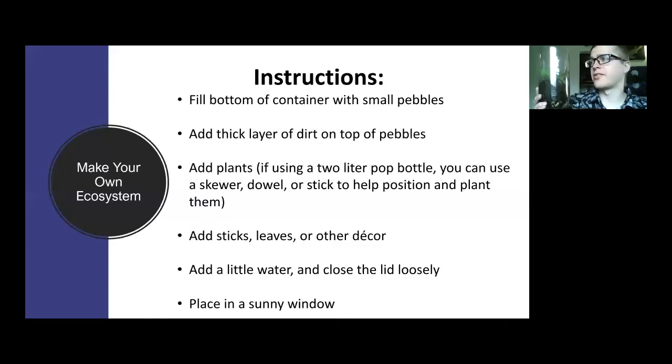So it's not necessarily a closed system. You can take things out and put things in. But after you add the water, you're going to put your lid on, and you want to put your lid on just loosely. You don't want to tighten it all the way down. The idea of this is to create a closed system as much as you can, but you still want some exchange of the air outside and inside the bottle. But so once you close it a little bit loosely, then you're going to put your bottle up in a sunny window and let it sit.